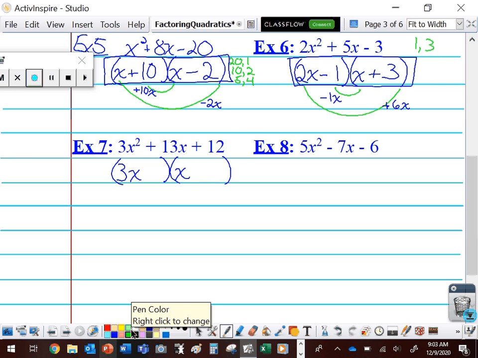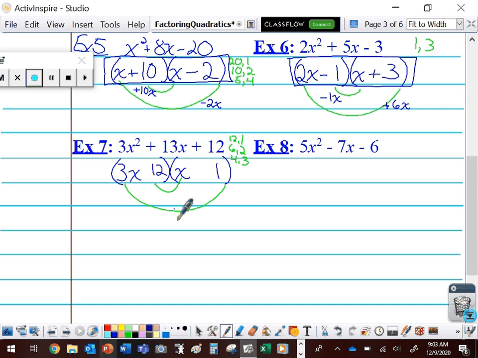So my options are 12 and 1, 6 and 2, and 4 and 3. I'm just going to guess and check until I find one that works. Now, I know that I need to be able to add these two together to get that 13x. Okay? So my first thought is, well, I'll try the 12 and the 1, because 12 plus 1 gives me 13. But check your outers and your inners.